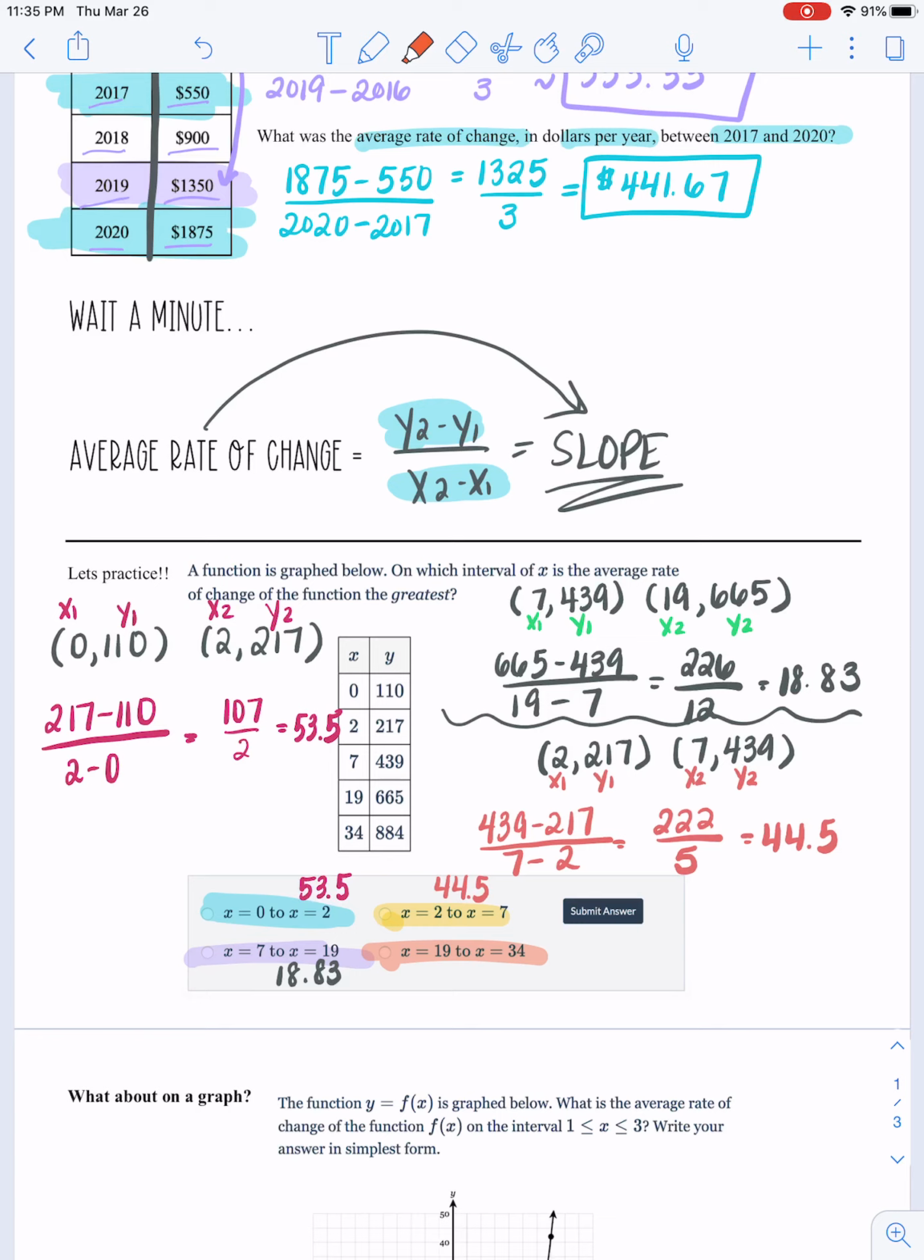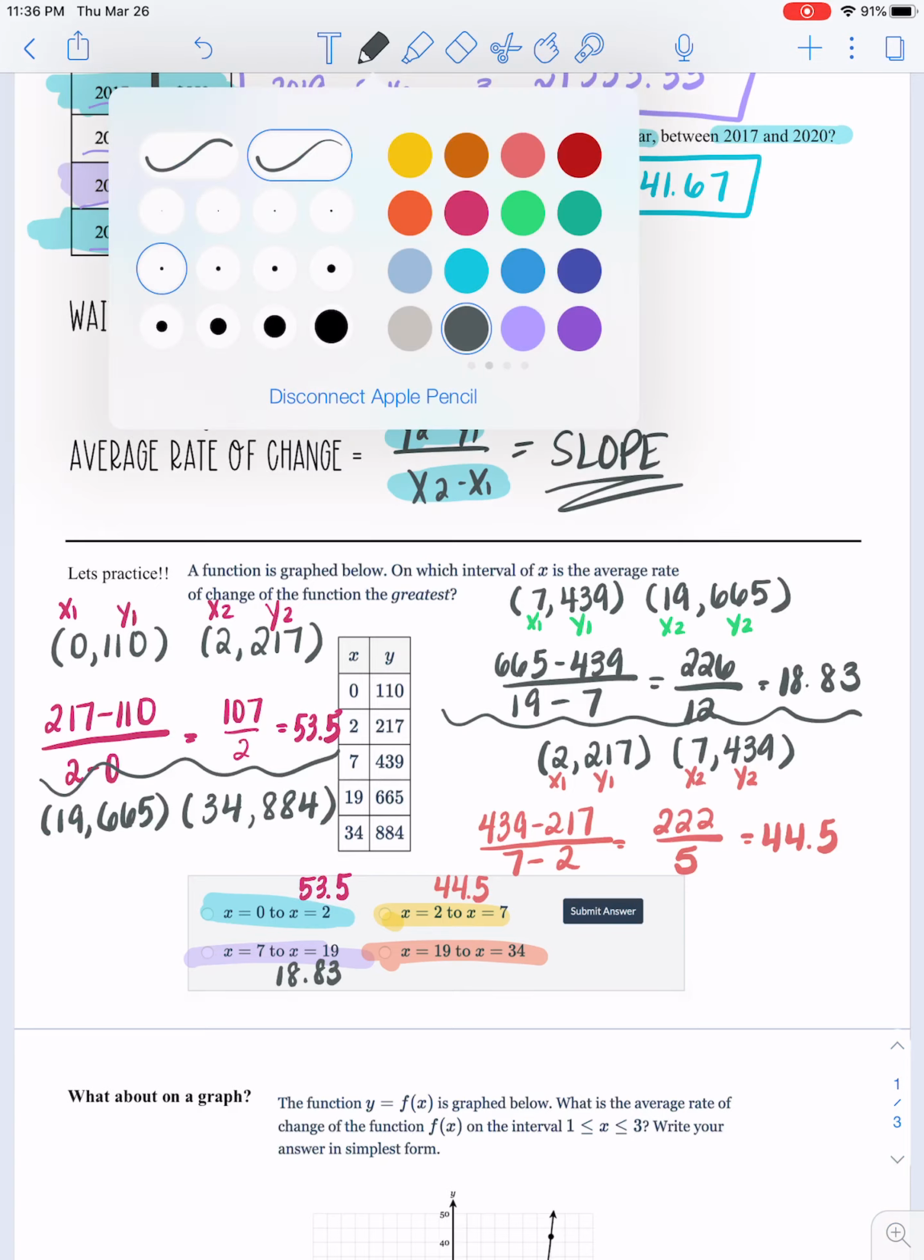Last one, we are almost there. Let's do it here. I have some room here. This is what I mean, all over the place, right? All right, when x is 19, our y value is 665. When x is 34, our y value is 884. I'm going to label them now. I already used that color.